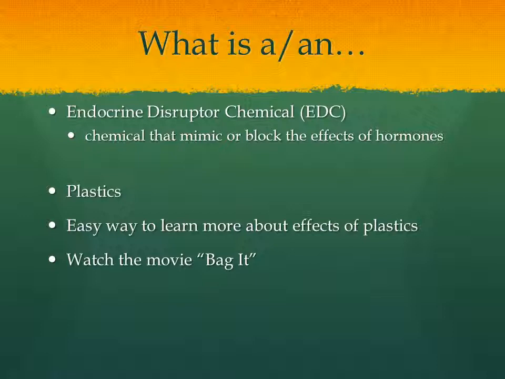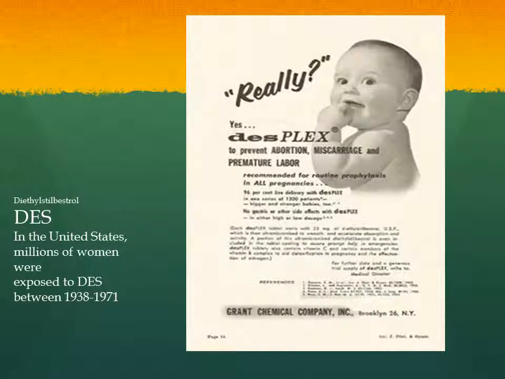An important chemical when discussing plastics is DES. DES is an estrogen created for use in women to prevent abortion, miscarriages, and premature labor. However, studies have shown that this chemical was linked to vaginal cancer in the children of the women that took this drug. So how does this relate to plastic? Well, DES is linked to plastics because it was manufactured in the exact same lab. So it does have the potential to cause the same negative effect.